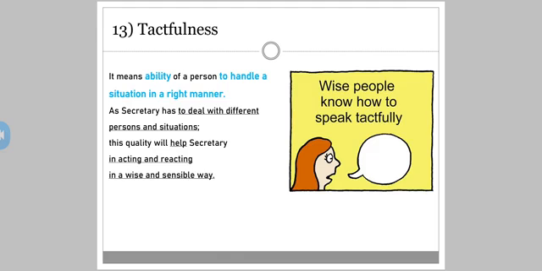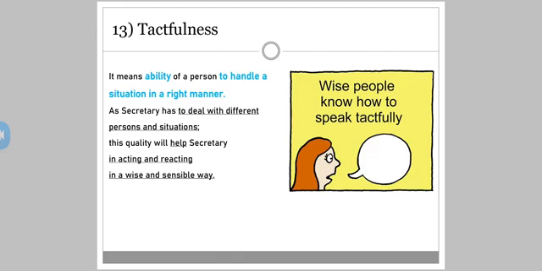As a secretary has to deal with different persons and situations, this quality will help the secretary in acting and reacting in a wise and sensible way. The moment you are tactful, the moment you deal with people or situations properly, calmly and wisely, it will help them to come up with something better. Okay, see, wise people know how to speak tactfully. They know how to speak properly without offending the other person and getting the work done.